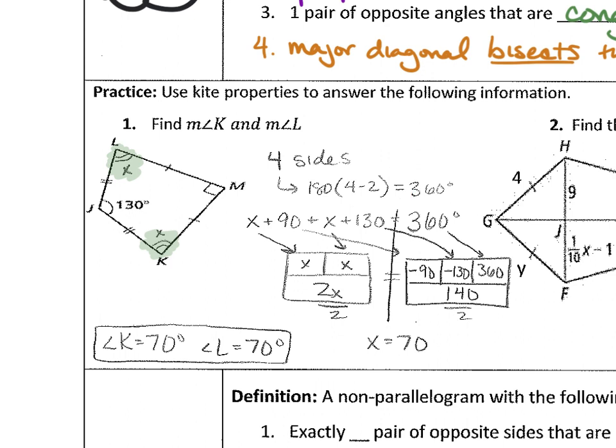So then I said, okay, let's take all of the angles from inside that shape: x, 90, another x, and 130. I'm just taking the 4 interior angles, adding them all up, and setting them equal to what number? 360, because a 4-sided figure has 360 degrees on the inside. And then it's just quickly solving for x. I got that x was 70, so that means that this angle and this angle are both 70 degrees. So we use the properties of kites to apply it to an algebraic problem.